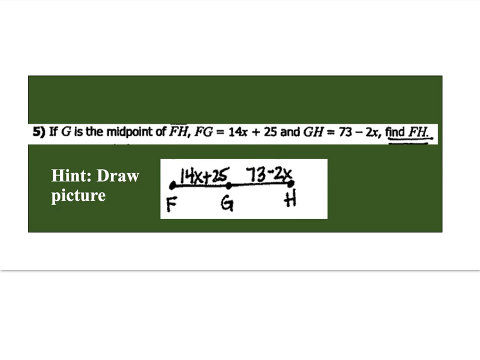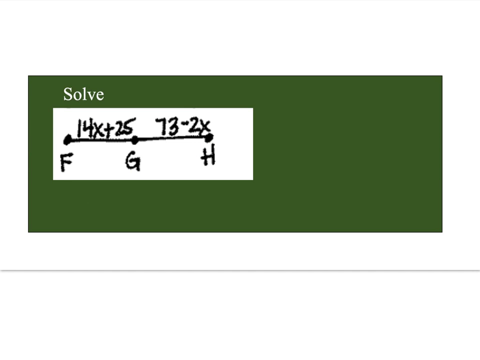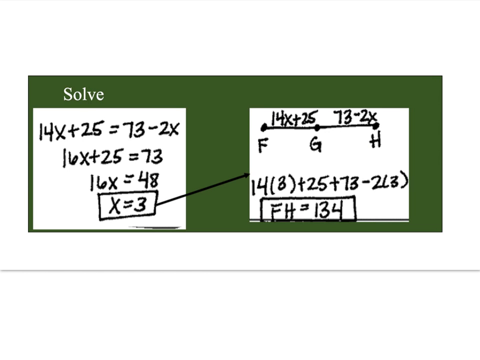Here we are. We have the setup here. Now what we need to do is solve. When we solve it, we find that X is equal to 3. However, in our picture, we have 14x plus 25, and we have 73 minus 2x. So what we are going to do is plug in 3. Everywhere we see an X, we're going to go ahead and plug in 3. So here's 3. I'm going to plug it in here. So when we do that, we plug it in and we get 134.